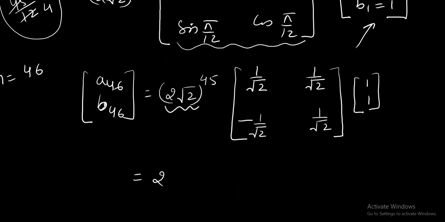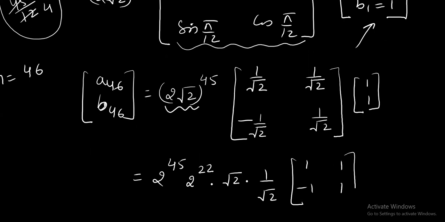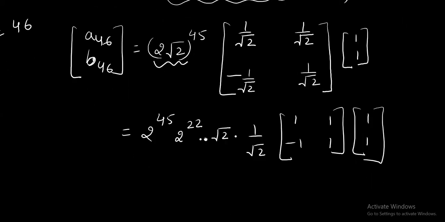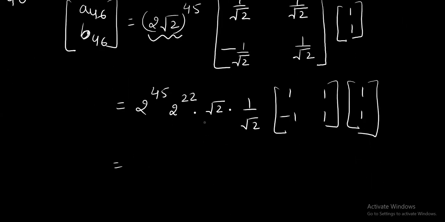Meanwhile, I'll also simplify this one, which is going to be 2 power 45. Root 2 power 44 is 2 power 22. And then one more root 2. We have taken 1 by root 2 common, and we are left with 1, 1, minus 1, 1, multiplied by 1, 1. We can simplify this matrix. The product of these two matrices can easily be taken.